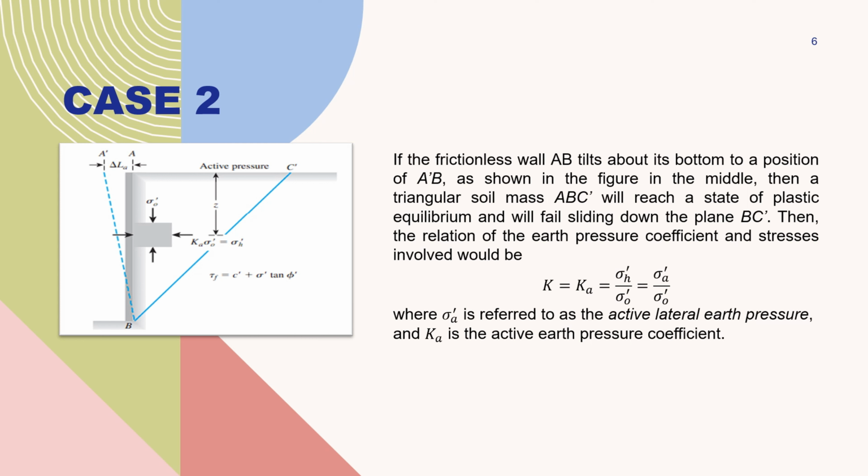So going to case 2, if the frictionless wall AB tilts about its bottom to a position of A prime B as shown in the figure, then a triangular soil mass ABC prime will reach a state of plastic equilibrium and fail sliding down the plane BC prime. So the statement means that the wall AB tilts about its bottom, moving from here towards the left, so a movement has happened.